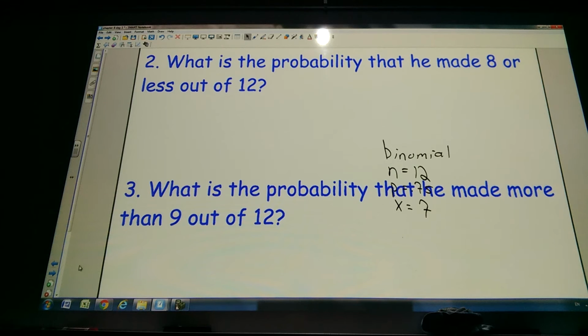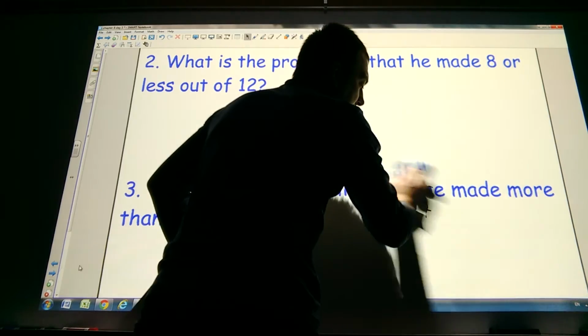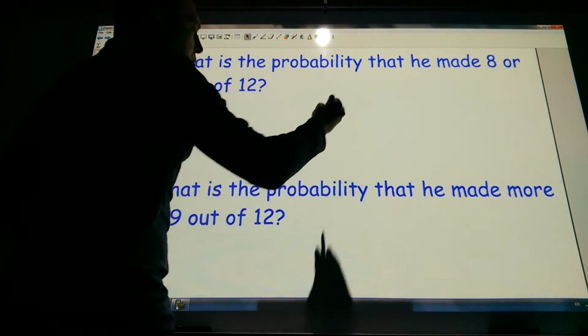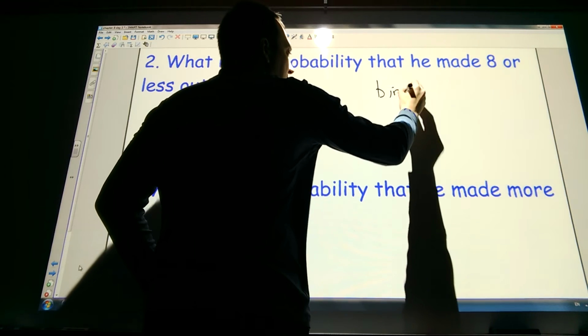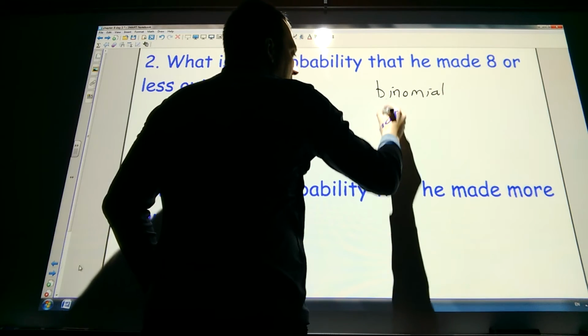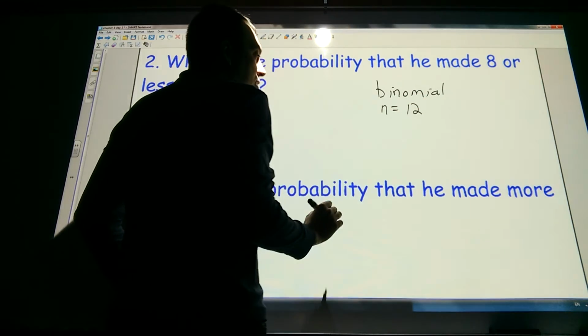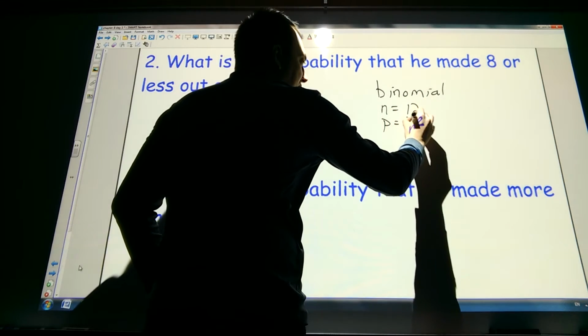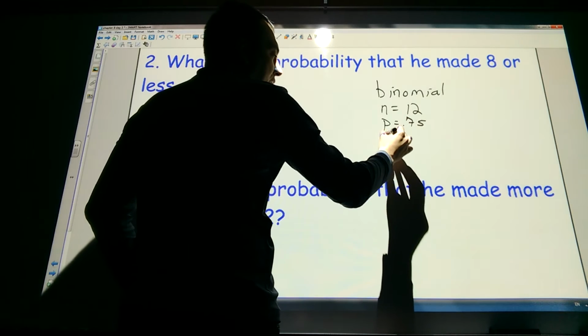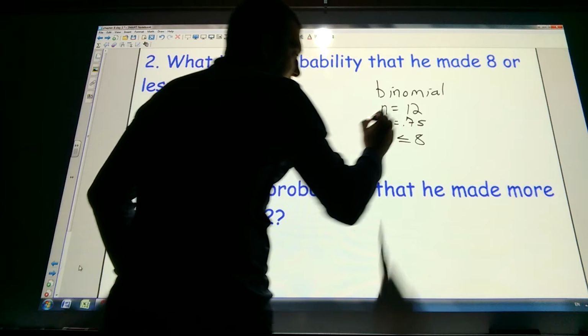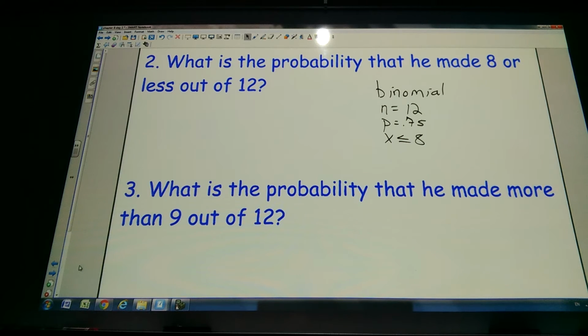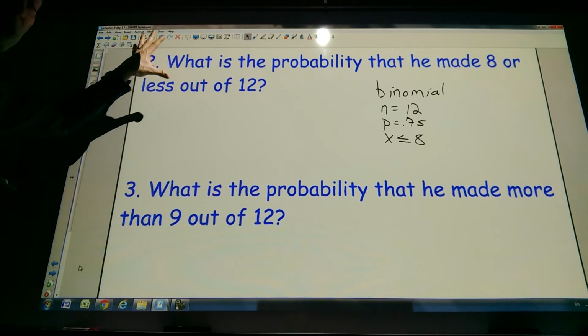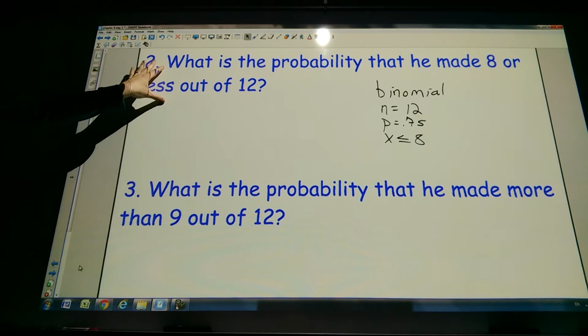Number 2. What is the probability that he made 8 or less? We have a button on our calculator that does or less. So we're still going to write down the important bits of information. We know it's binomial. We know that N is still 12. He's still a 75% free throw shooter. But this time we want X is less than or equal to 8. Not an equal to. Our calculator does do something or less. Our calculator does exactly number 2. It doesn't do exactly number 3, but it does exactly number 2.